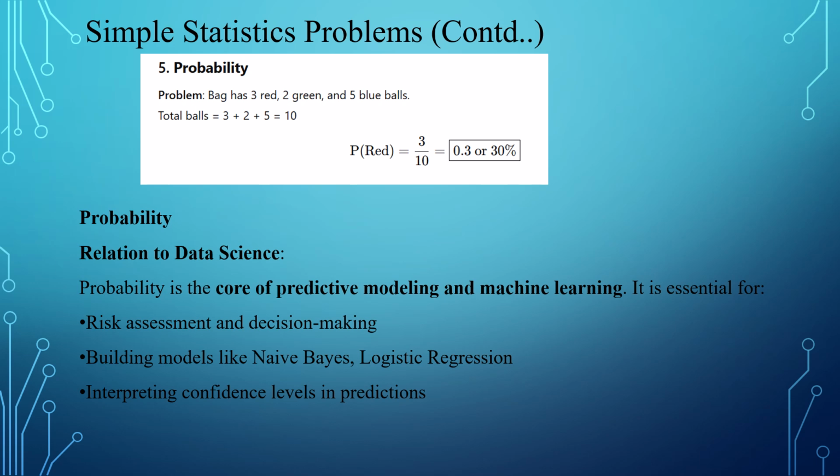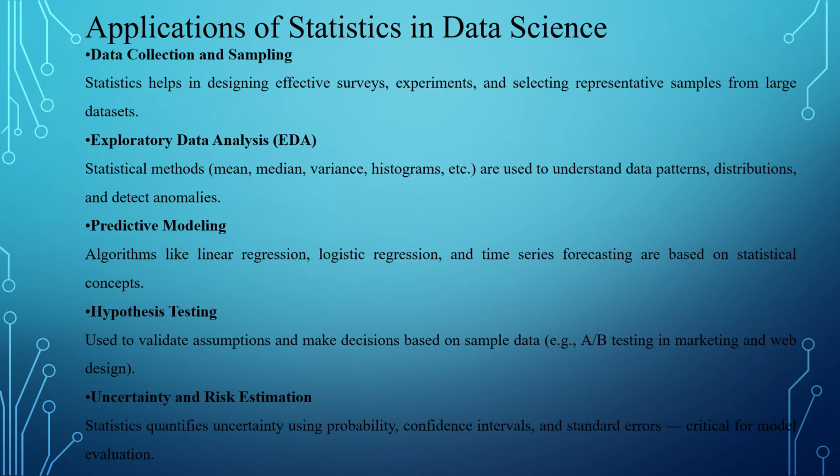Then how is it related to data science? It is the core of predictive modeling and machine learning. It is essential for risk assessment and decision making, building models like naive Bayes and logistic regression, and interpreting confidence levels in predictions. So this slide shows the applications of statistics in data science.